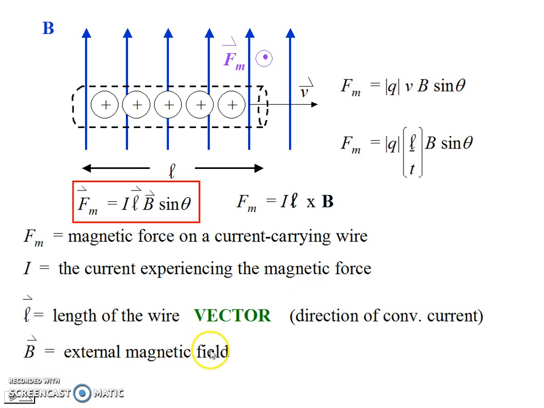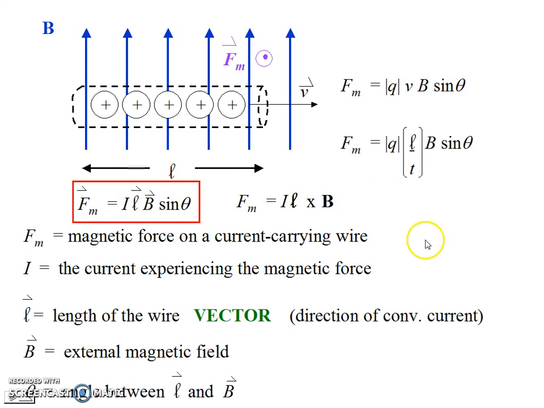Capital B is, again, the external magnetic field produced by some magnet that we don't even know where it is. We don't know what's producing it. Doesn't really matter. Theta, again, is in the equation, and in this case it's the angle between L, which is really just showing the direction of the flow of positive charge, and the external magnetic field. We use this equation for the force on an entire wire, feeling the force all as one object.